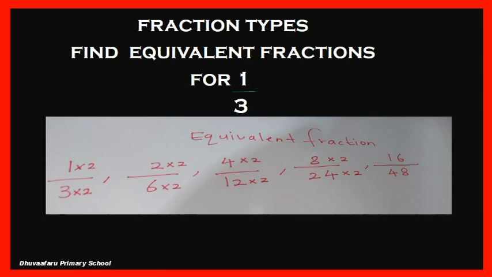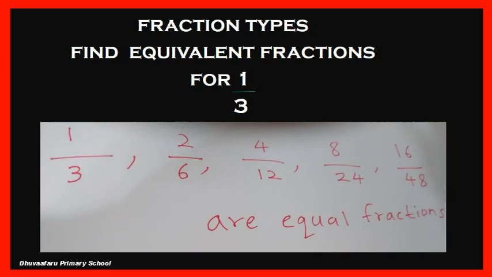So here you can see that 1 by 3, 2 by 6, 4 by 12, 8 by 24, 16 by 48, these all are equivalent fractions. When we reduce, the answer is 1/3. These all are equivalent.